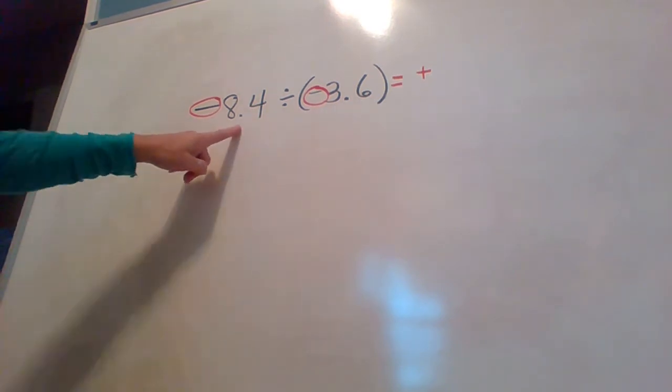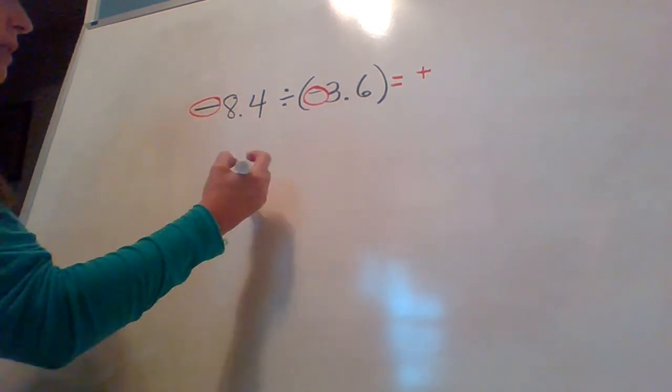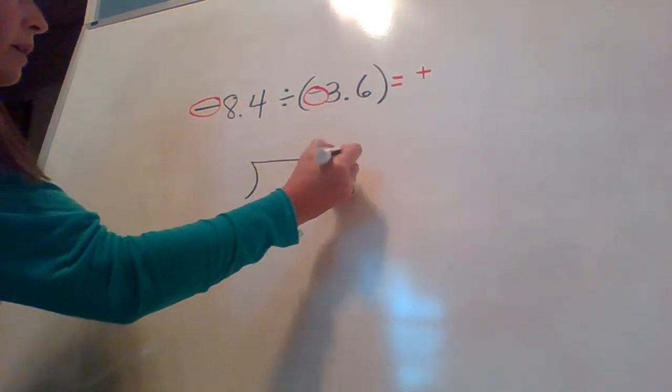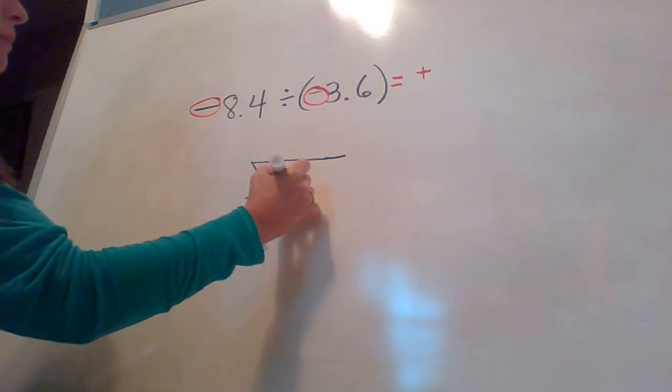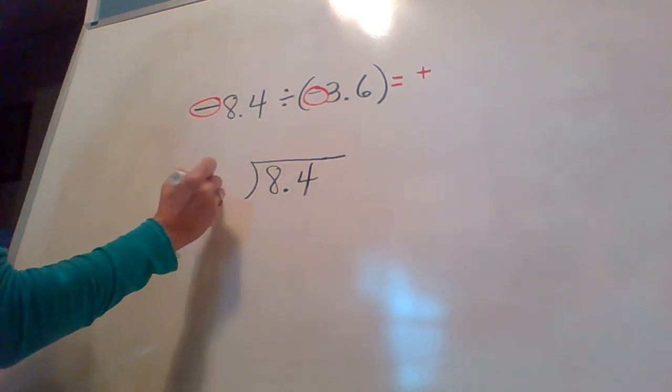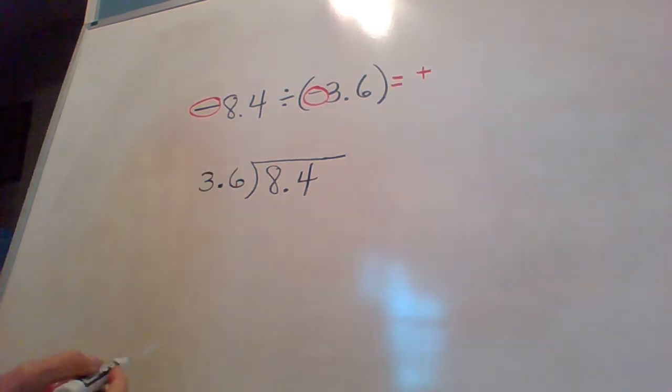This is always going to be your dividend. The first number always goes inside your division symbol. And this is going to be my divisor. My second number always goes outside.